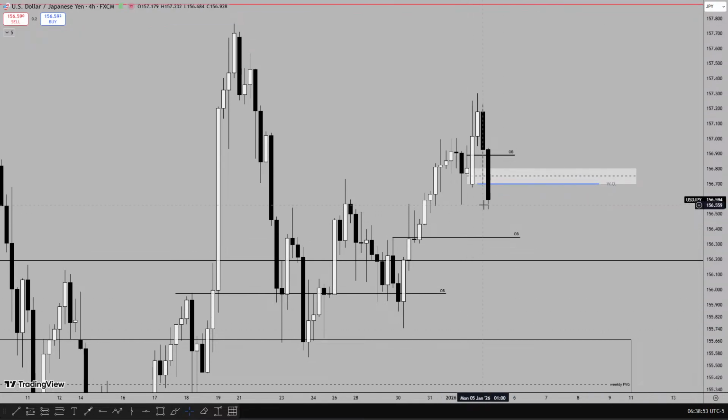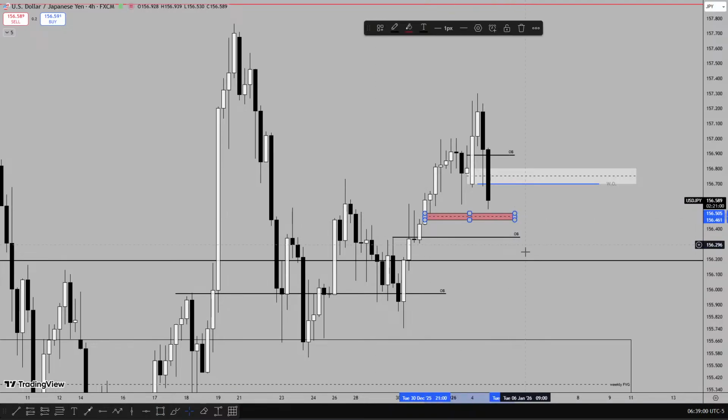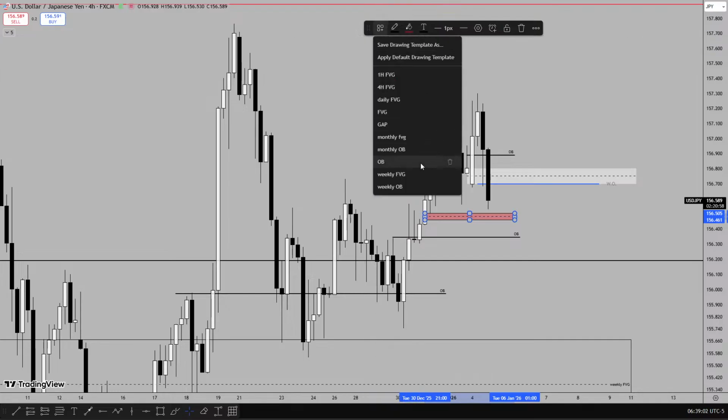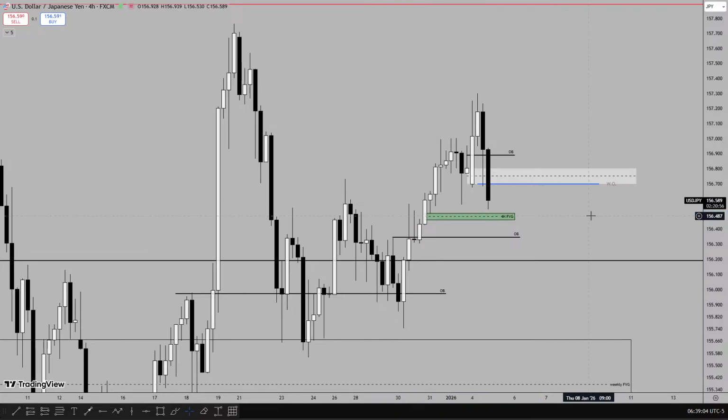After price took out the swing low, there's a 4 hour fair value gap, which price might use as a support area to trade higher. Anticipating lower prices to retrace to the 4 hour fair value gap would be your intraday bias. Going in, I can say today's price action.